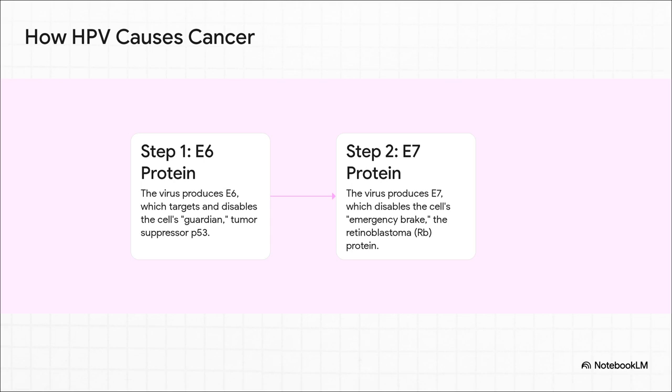First, it makes a viral cancer-causing protein, an oncoprotein, called E6. E6's whole job is to find and destroy the cell's master guardian, a tumor suppressor protein called P53. Then HPV makes another oncoprotein, E7. And E7's job is to disable the cell's emergency brake, another crucial tumor suppressor called the retinoblastoma protein, or RB. So, with its guardian gone and its brakes cut, the cell is just pushed towards uncontrolled cancerous growth.